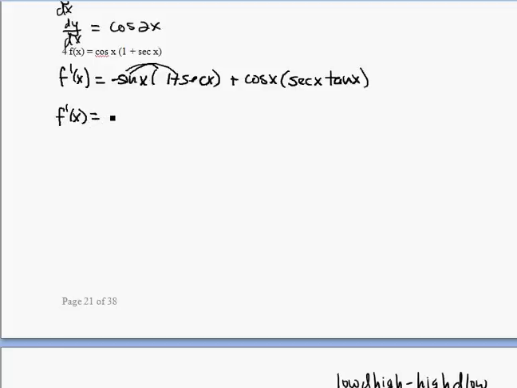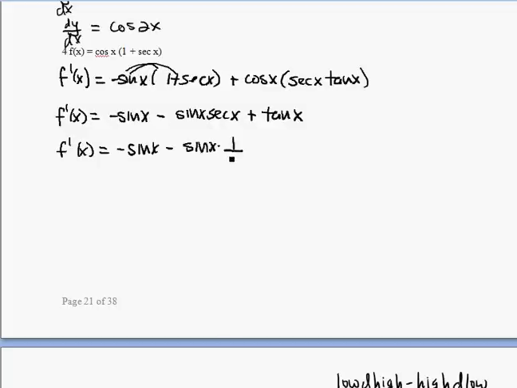So I get f prime of x is equal to negative sine x minus sine x secant x plus tan x. I'm going to change this into sines and cosines, and this into sine and cosine. So I get f prime of x is equal to negative sine x minus sine x times 1 over cosine x, oops, that's a plus, sine x over cosine x. We'll notice these two are opposites of each other, so they cancel, and we're just left with negative sine.